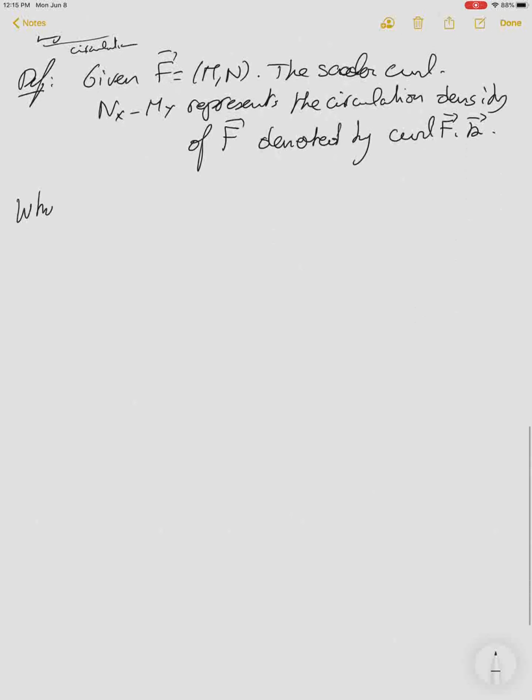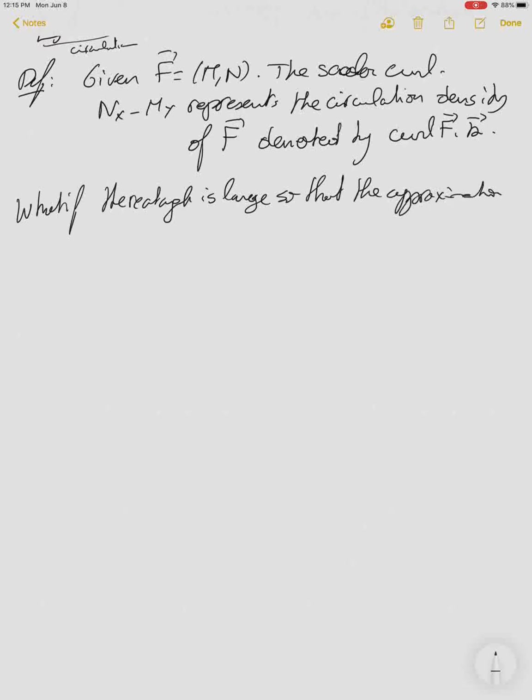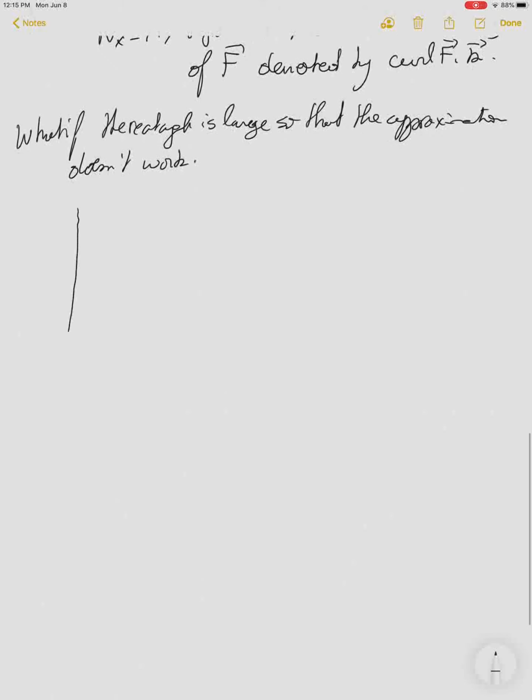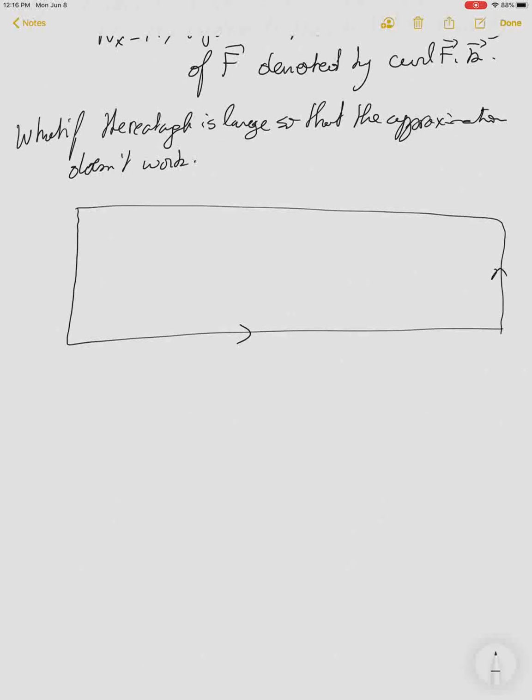Now, what if I have a larger rectangle? What if I cannot approximate this way? What if the rectangle is large so that the approximation does not work? I'm assuming delta x and delta y are very small, but what if they are not? So let's say I have a large rectangle and I want to calculate the circulation, let's call it C, the circulation over C of F dot T ds.